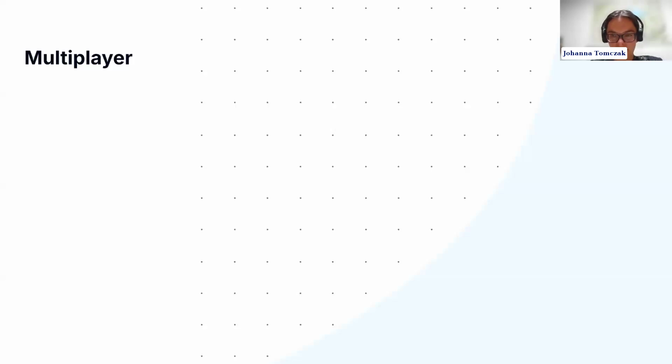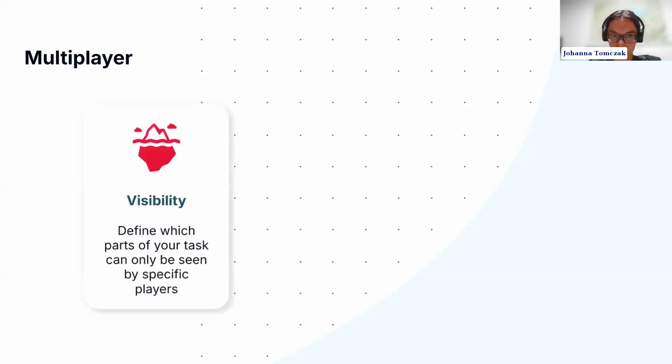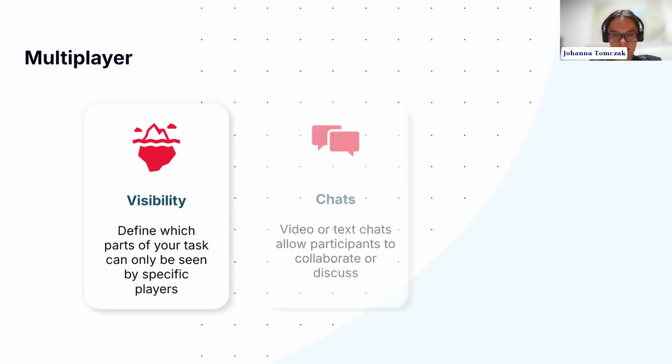The additional functionality compared to Task Builder 2 is that, first of all, we can define the visibility. So you can define who sees what and which player is able to advance the screen, or if it has to be all of the players that are currently in one experiment before being able to move on to the next screen. Second, we've got the option to add a video or a text chat to allow participants to collaborate or discuss together.